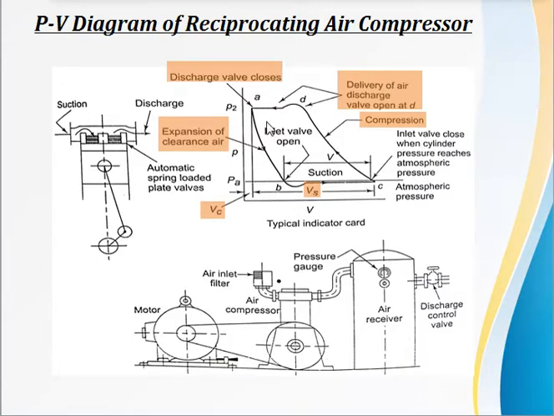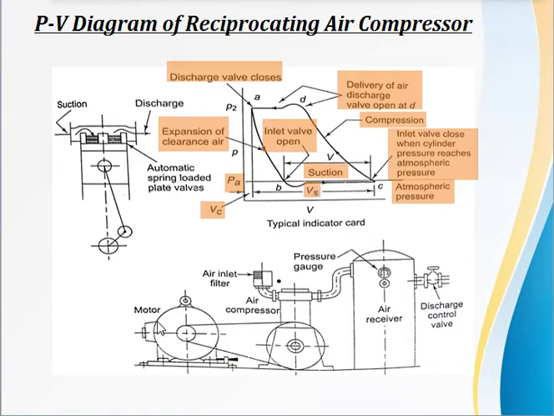Now at point B, what happens? The inlet valve again opens. And B to C is the suction part. And you can clearly see this pressure PA. PA is the atmospheric pressure as mentioned here. And again at point C, the inlet valve closes when the cylinder pressure reaches the atmospheric pressure. So this gives you the PV diagram in which it shows the compression, delivery of air, that is pressurized air. Again A to B is the expansion of clearance air. Again B to C is the suction, and again the cycle continues.